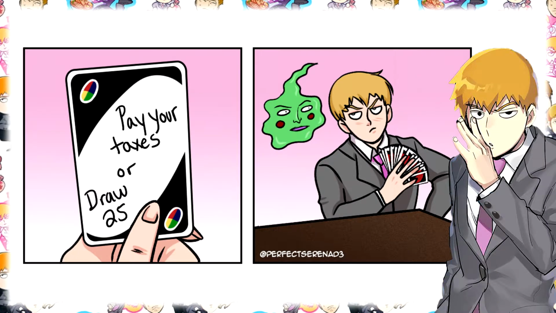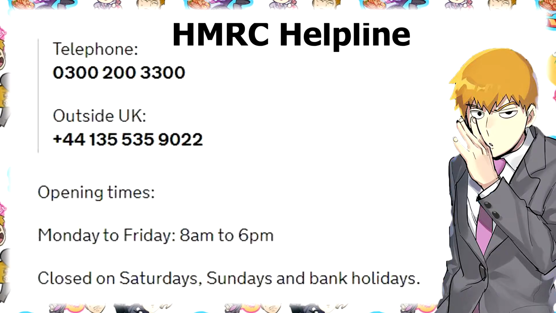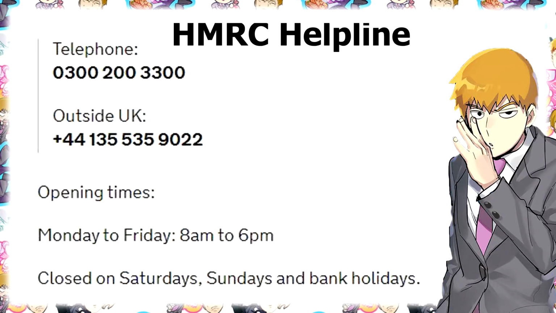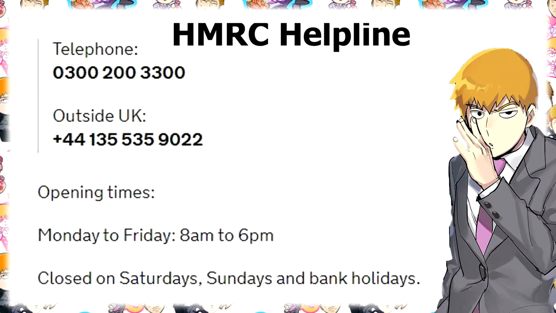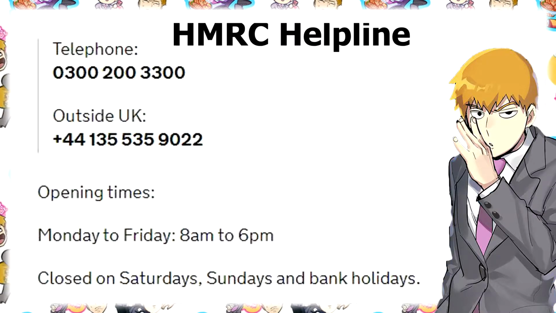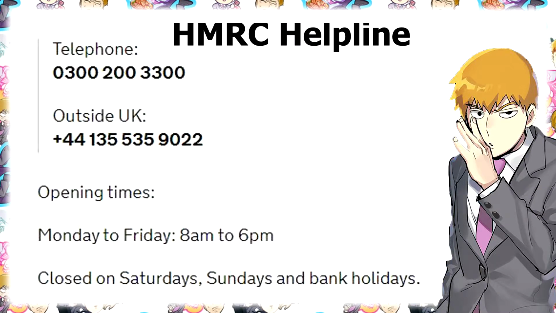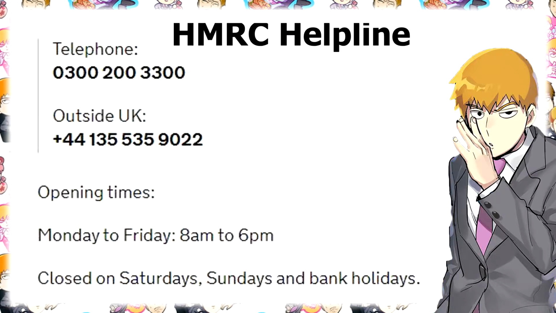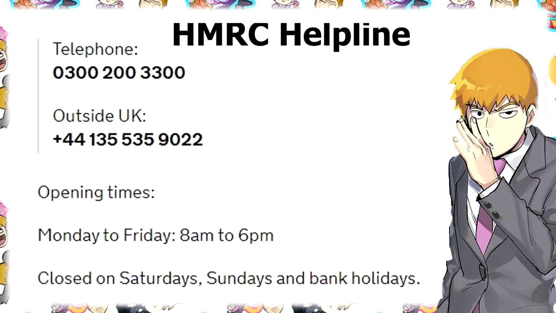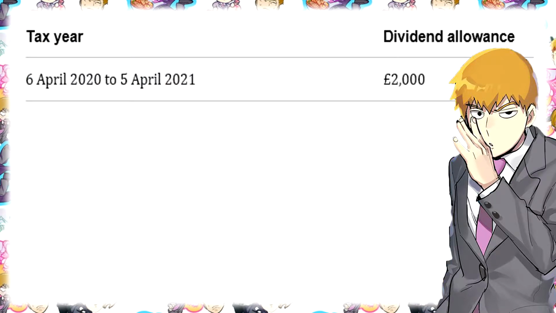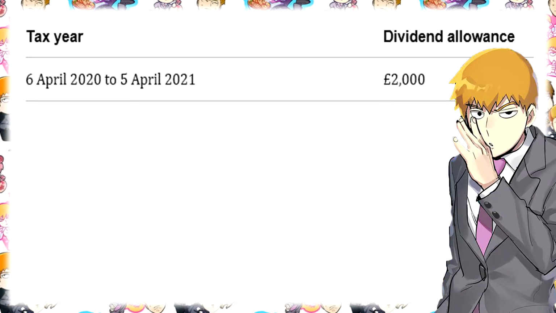To actually pay this tax, all you need to do is tell HMRC by contacting the helpline and asking them to help change your tax code, and the tax will be taken from your wages or your pension. You can also put it in your self-assessment tax return if you already fill one in. And just to remind you, you don't need to tell HMRC if your dividends are within the dividend allowance for that tax year.